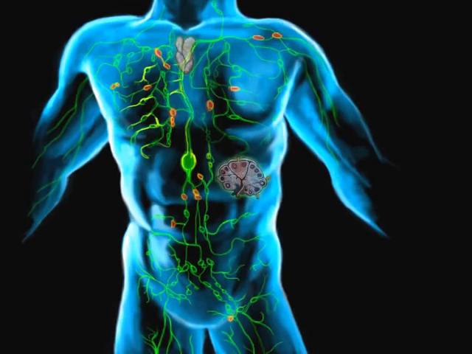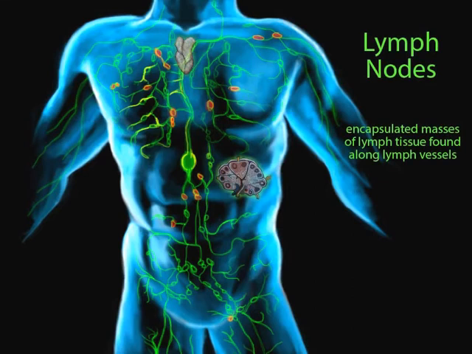Some lymph tissue is very diffuse, with no clear boundaries. You can actually feel some when you rub your lower inner lip with your tongue. Others are more organized into groups, and these are called lymph nodes. Lymph nodes have three functions. First, they are testing stations. They monitor the blood by receiving samples of the blood plasma.